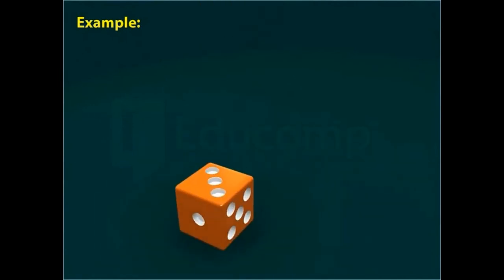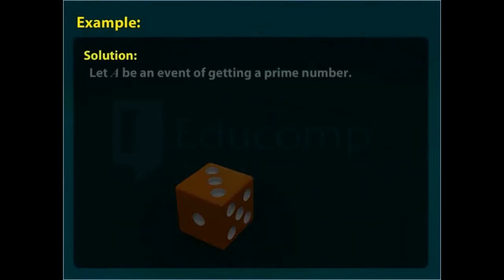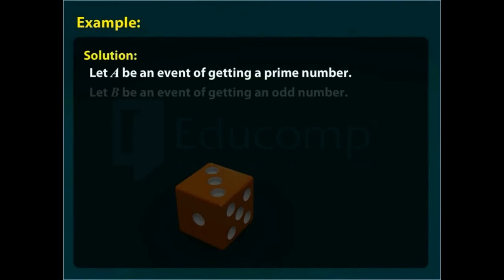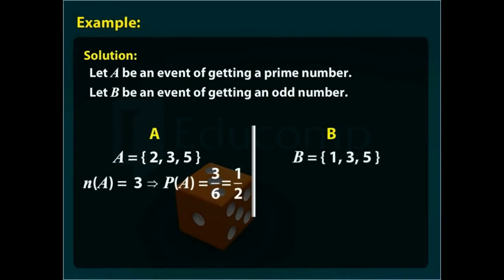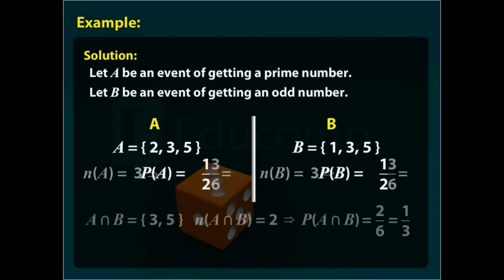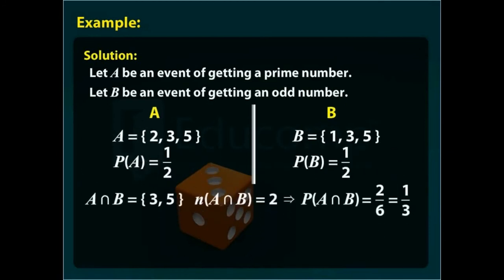Example, a dice is rolled once. If the outcome is an odd number, what is the probability that it is a prime number? Solution. Let A be an event of getting a prime number. Let B be an event of getting an odd number. A equals {2, 3, 5}. Probability of A is 3 by 6 equals 1 by 2. B equals {1, 3, 5}. Probability of B is 3 by 6 equals 1 by 2. A intersection B equals {3, 5}. Probability of A intersection B equals 2 by 6 equals 1 by 3.